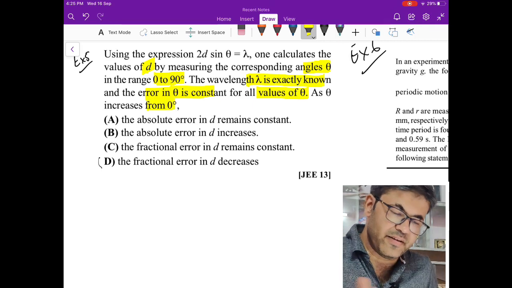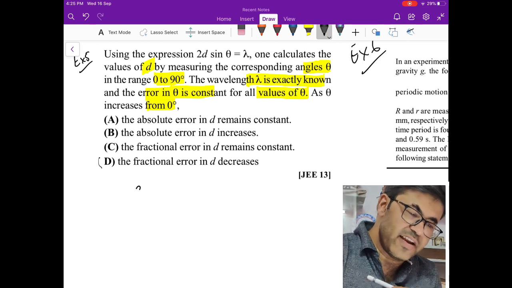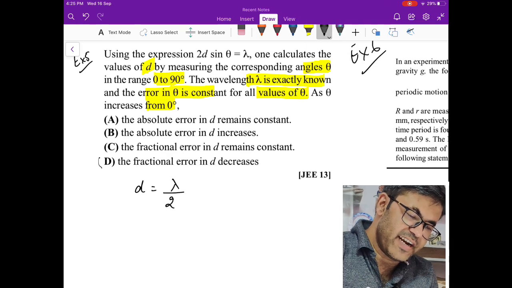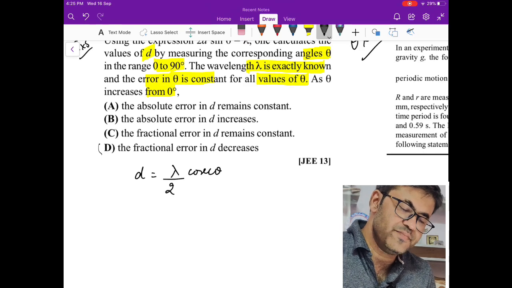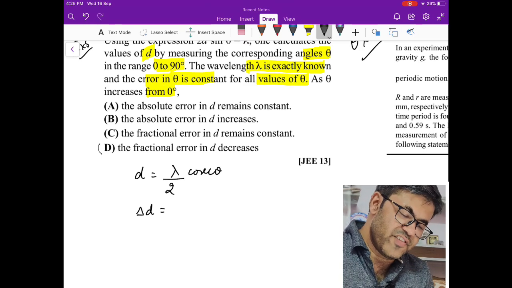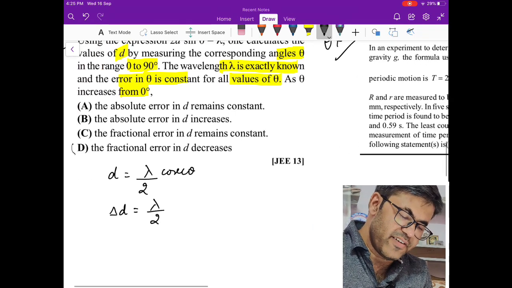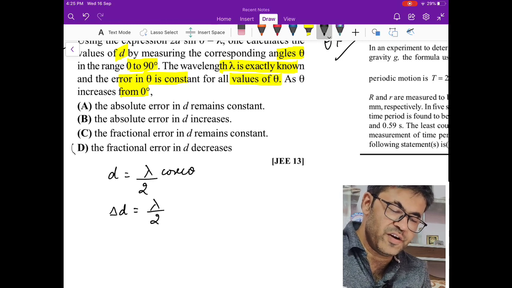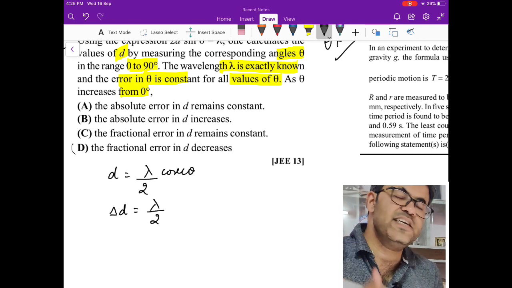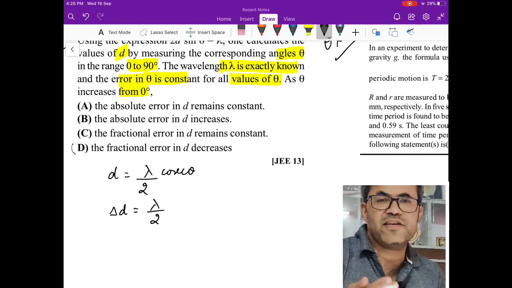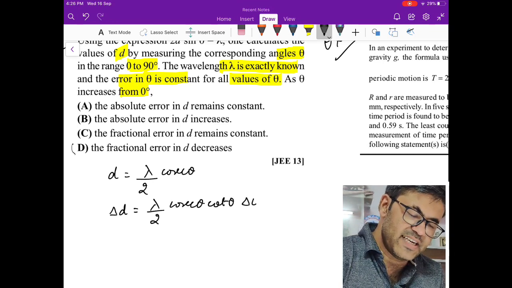As theta is increasing from 0, what happens to this error quantity, so the error in d? So first of all, what I can say, d I can write as lambda by 2 sin theta, and 1 upon sin theta you can write as cosec theta. So for the error thing, the fractional changes, small changes, differentiated, delta d I can write as lambda by 2, lambda is perfectly known, and if you differentiate cosec theta, you know differentiation of cosec theta is minus cosec theta cot theta, but since we are talking of errors, we always take in positive sense because we are only checking the magnitude. So I can write it as cosec theta cot theta, and that would be delta theta.